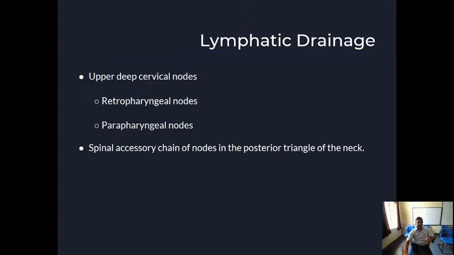Then, of course, the lymphatic drainage: they drain into deep cervical nodes, retropharyngeal nodes, and parapharyngeal nodes, and finally through the spinal accessory chain of nodes in the posterior triangle of the neck. That is the importance of the nasopharyngeal lymphatic drainage, because nasopharyngeal carcinomas usually present as metastatic lymph nodes in the posterior triangle of the neck.